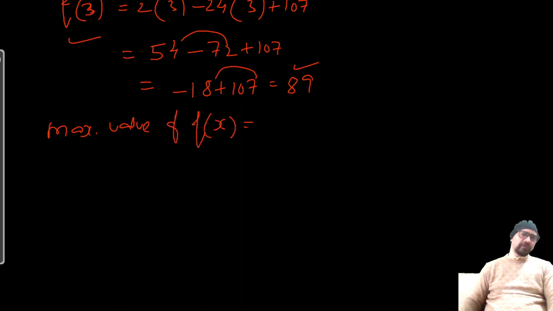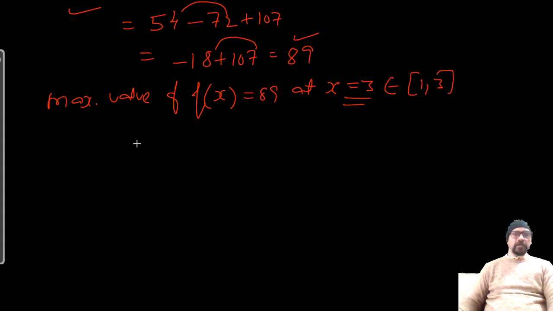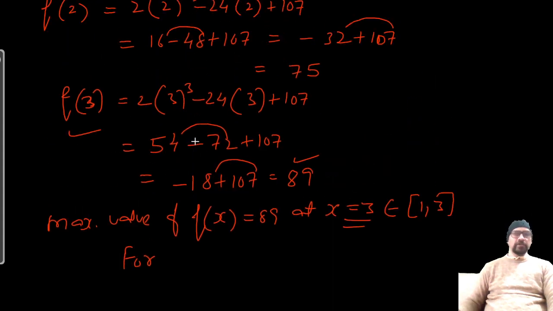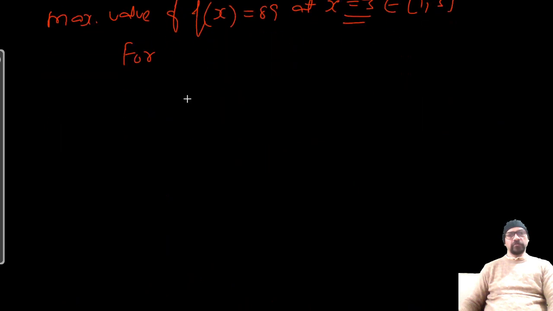So the maximum value of the function is equal to 89 at x equal to 3 in the interval [1, 2, 3]. Okay, now moving on to the other interval. It's given, what would be the maximum value of the same function in the interval minus 3 to negative 1.